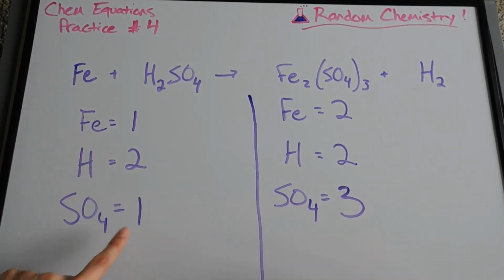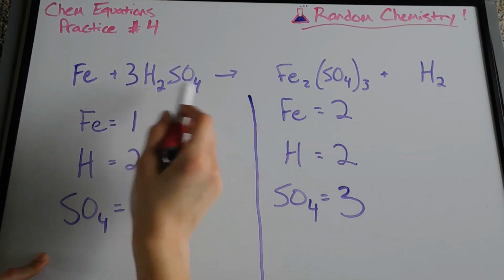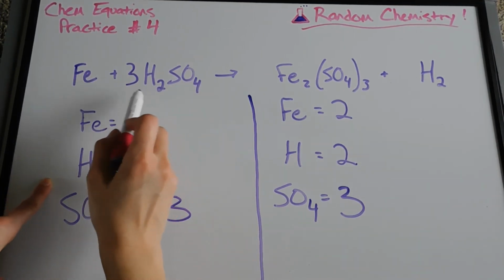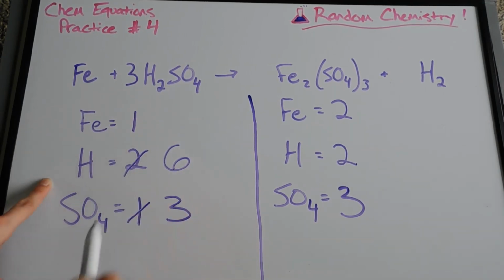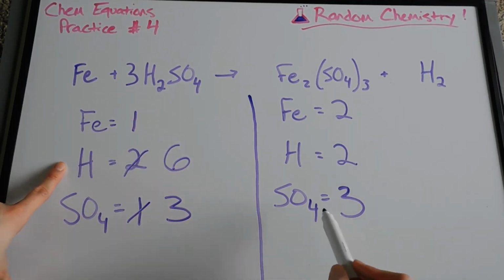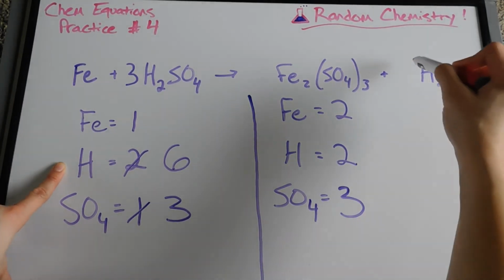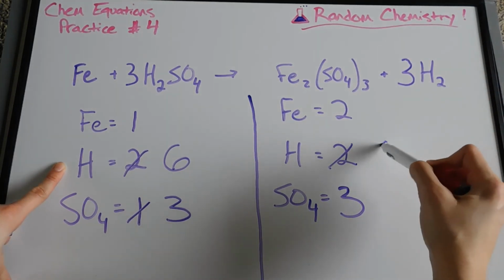So to get from 1 to 3, we need a coefficient of 3. So 3 times 1 would be 3. And this changes our hydrogen. So 3 times 2 is 6. So now let's balance our hydrogen on the opposite side. We have 2 over here. To get from 2 to 6, we need a 3. Coefficient of 3 times 2 is 6.